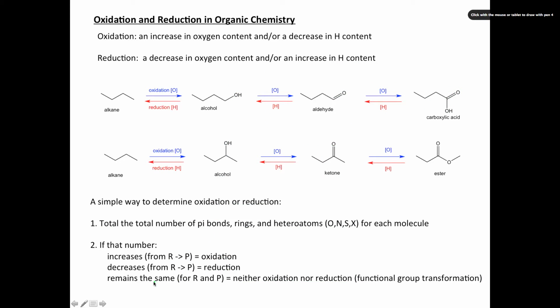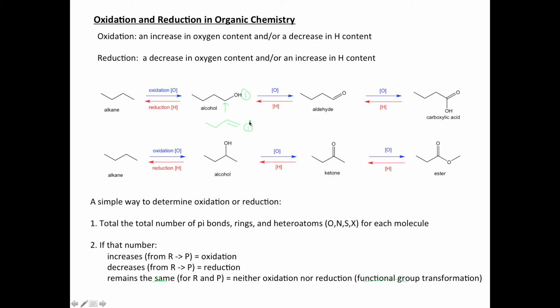Let's look at an example where this value remains the same, and a good example of that is reactions we've learned before. If we talk about a reaction from an alkene to an alcohol, here we have butene to butanol. If you look in butene, we have one pi bond, and in butanol we have one oxygen, so I'm going from 1 to 1. So this is not an oxidation reaction, even though I've increased my oxygen content. This is what we call a functional group transformation.